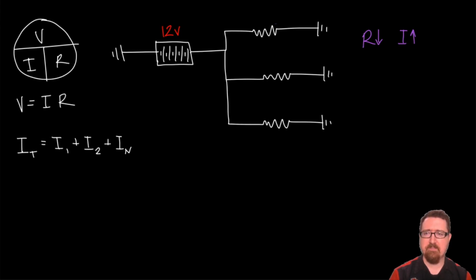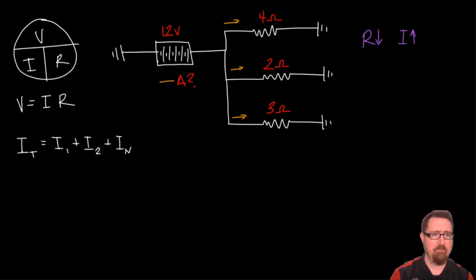Okay, in this case, let's go red again. We're going to have 4 ohms, 2 ohms, and then 3 ohms. Again, we're trying to calculate current, in amps. So again, we have to figure out the branch 1, branch 2, and branch 3 current in order to find our total current.